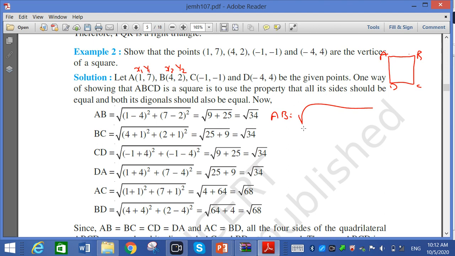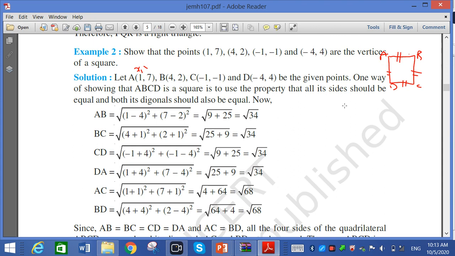So 1 minus 4 whole squared plus 7 minus 5. So 7 minus 2, that is 5. So minus 3 squared plus 5 squared, that is the square root of 34. So we have found AB, and BC, CD and AD are all equal: root 34, root 34, root 34, root 34.